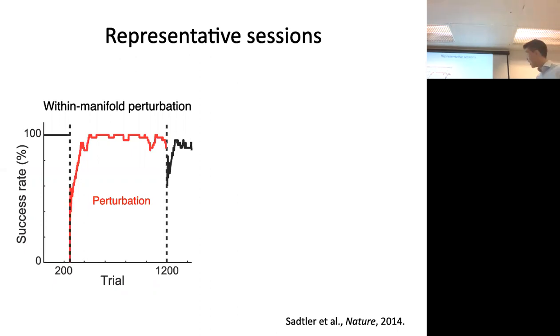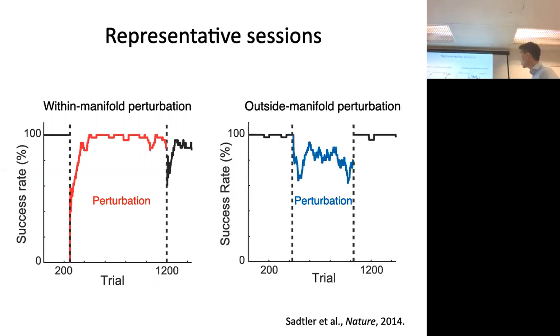Okay, now contrast that with what we see on the right, which is a representative session for one of these outside manifold perturbations. Again, at the beginning of the session, the animal is essentially 100% correct. Then we switch the mapping, and as you would expect, performance goes down. Here we see maybe a little learning, but then it peters out. Then at the end of the experiment, we show the first mapping again. So here we see less learning than here.